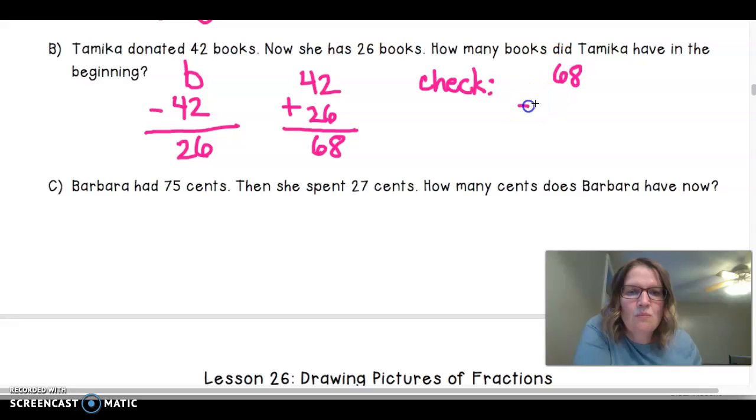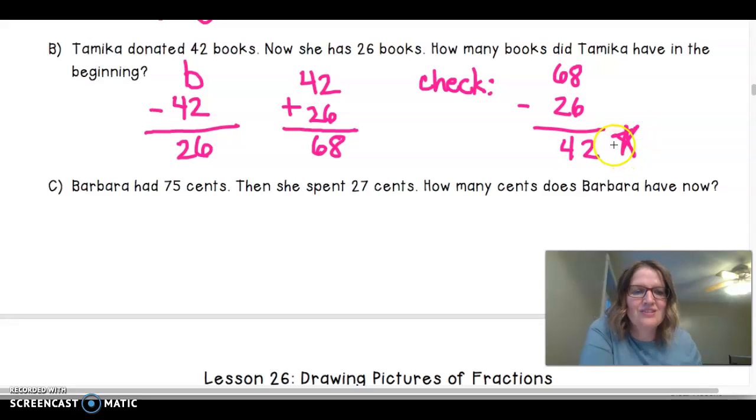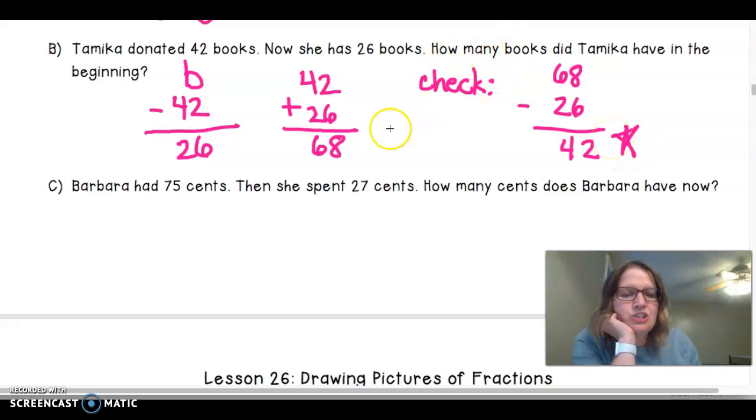68 minus 26. Let's try. 8 minus 6 is 2. 6 minus 2 is 4. Yay! It works! Hooray! So, she had 68 books.